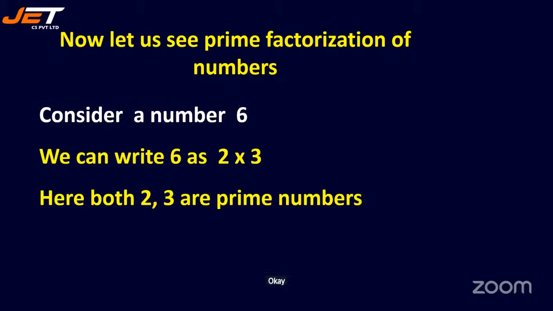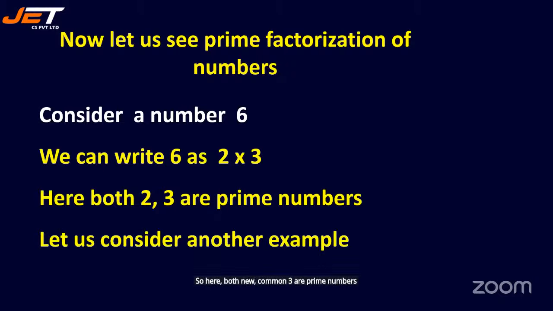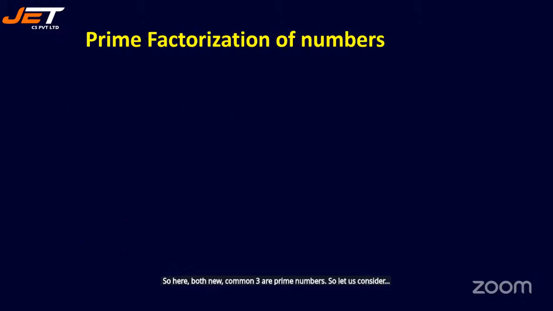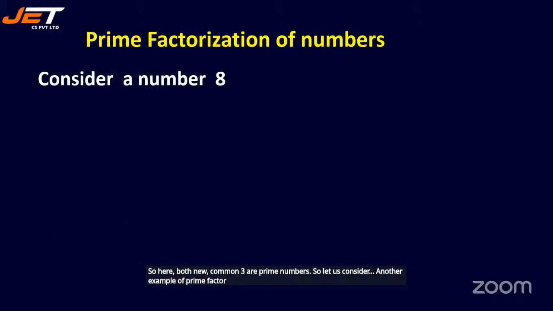Okay. So here both 2 and 3 are prime numbers. Let us consider another example: prime factorization of numbers.